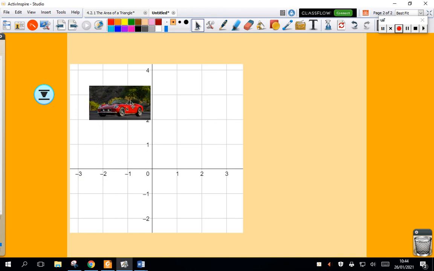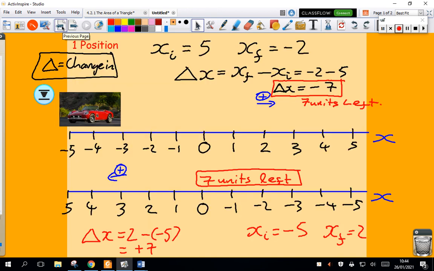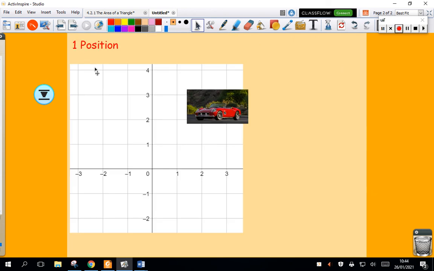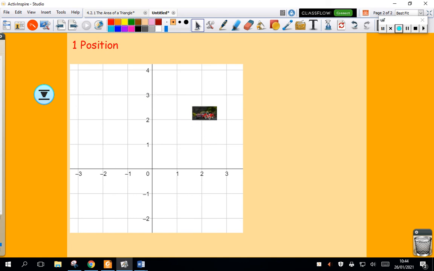Okay, and I want to think about my position, because that is, of course, what we're talking about in this lesson, position. How can I describe my position? Well, very similar to the way we do at junior cert. Let me just shrink that right down so there's no ambiguity over where it is. Suppose I want to think about the position at this moment in time.